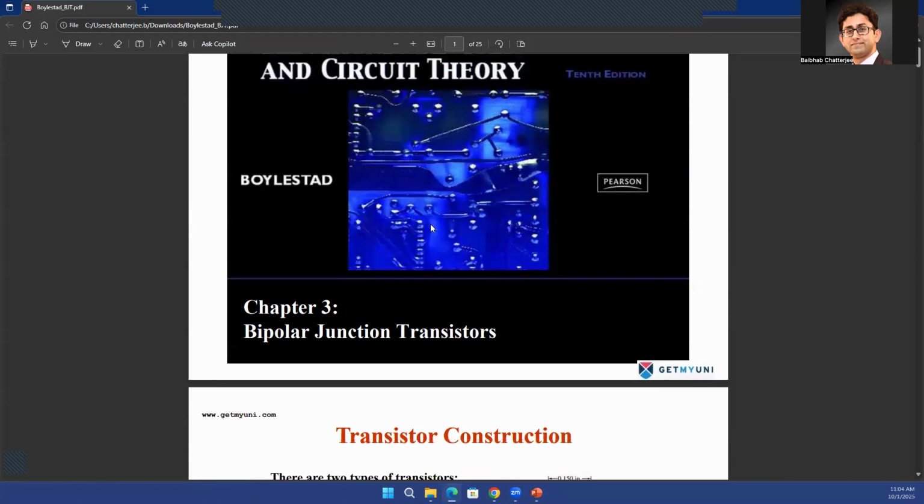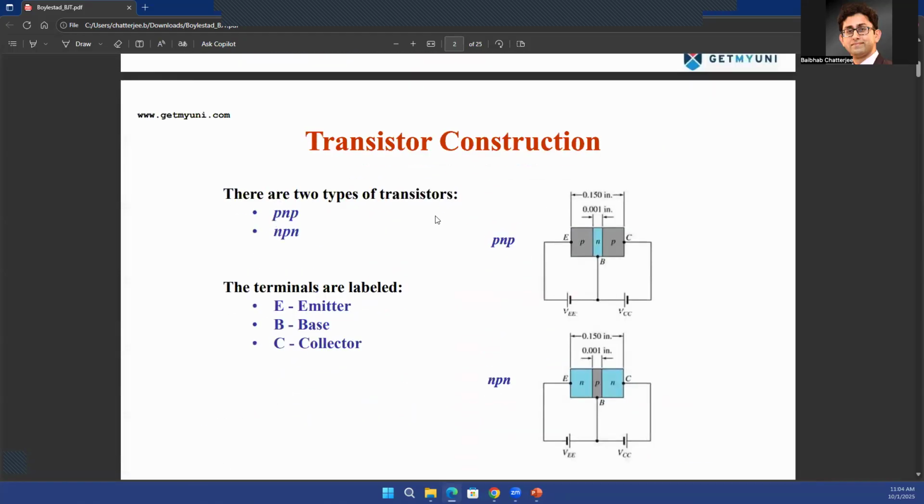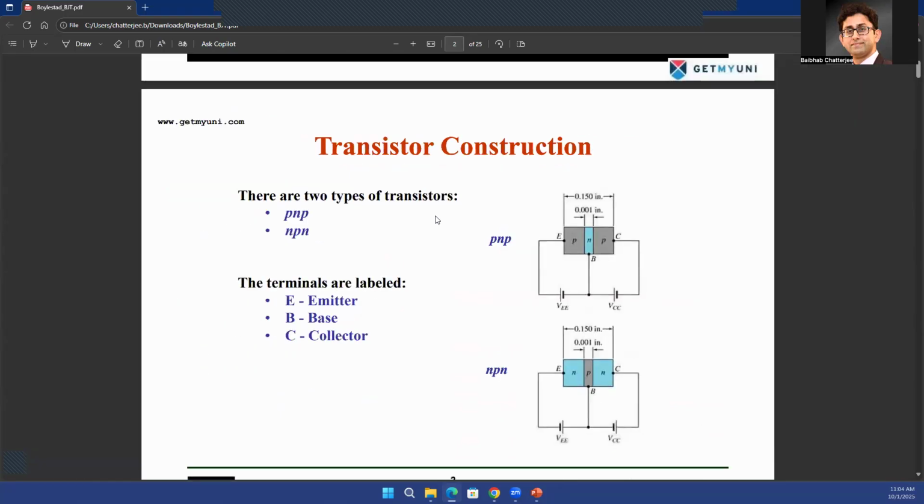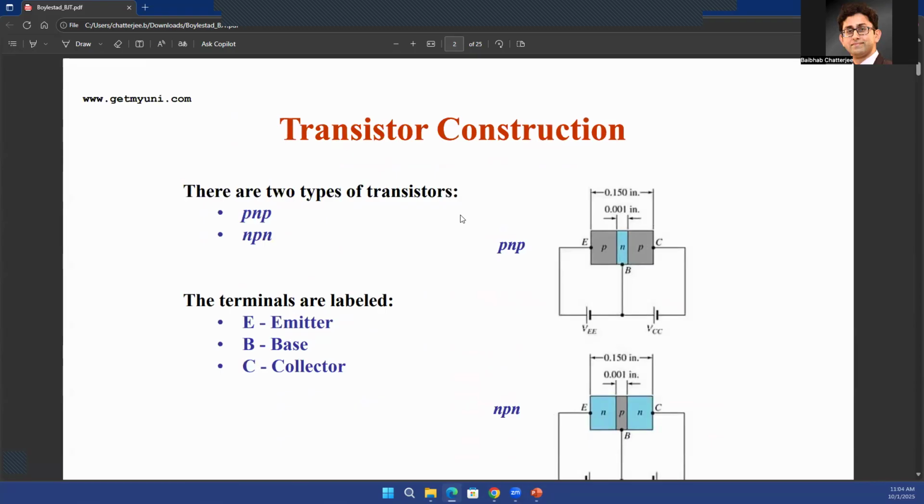Now for BJTs, there are two different types of constructions. And if you think about it in a very simplistic form, BJTs are nothing but two PN junction diodes connected back to back. So a PN junction diode was P followed by an N, or N followed by a P. For a BJT, you are going to have P, N, and P, or N, P, and N. So you can have two different constructions, a PNP type BJT or an NPN type BJT.